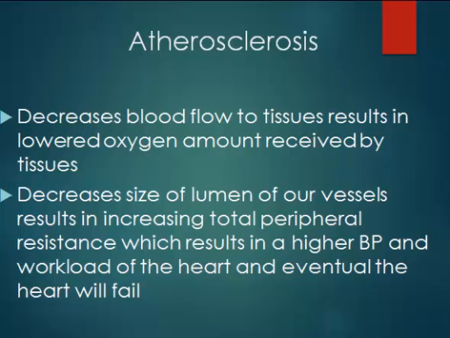So when we decrease the lumen, or the inside distance of our arteries, this decreases blood flow to tissues, which results in a lowered amount of oxygen being received by the tissues. And you can see that might not be a good thing if it's to your heart or to your brain. This decrease in the size of the lumen of our vessels also means that the blood passing through the vessels is harder for the heart to push through these narrowed vessels.